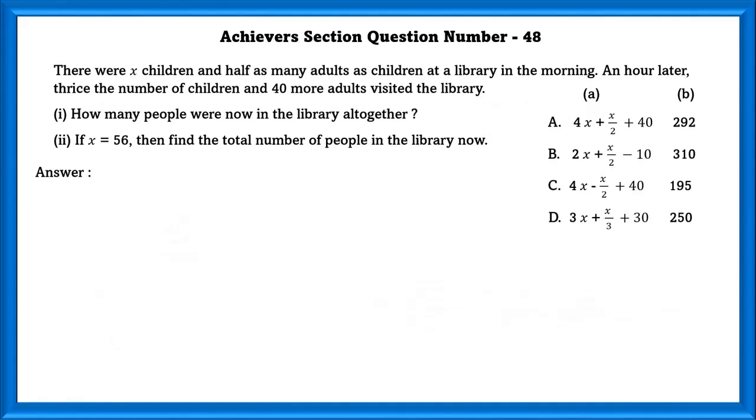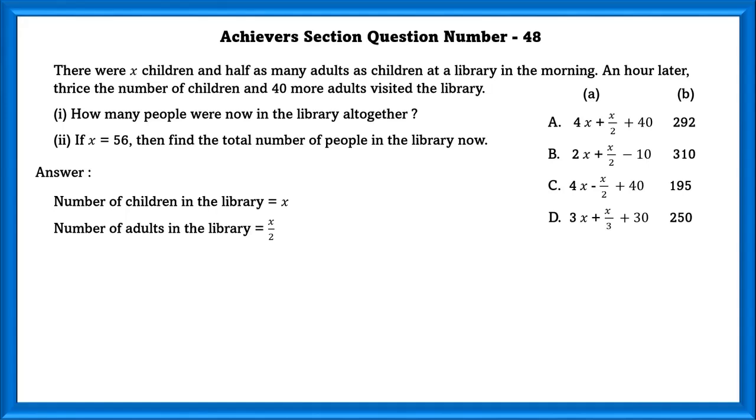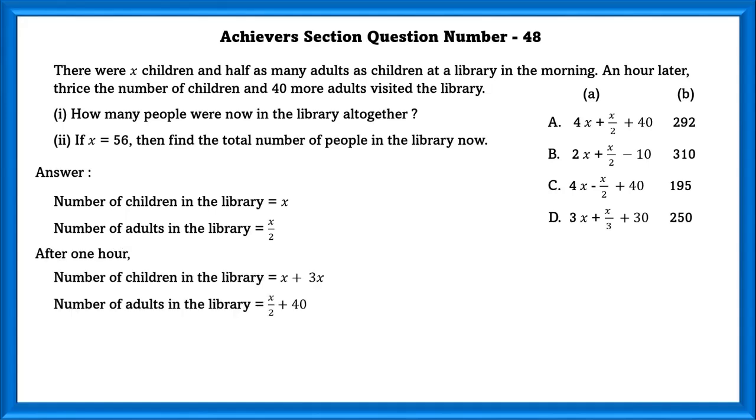Achiever section question number 48. There were x children and half as many adults as children at a library in the morning. An hour later, thrice the number of children and 40 more adults visited the library. Given number of children in the library is equal to x. Number of adults in the library is equal to x by 2. After 1 hour, number of children in the library is equal to x plus 3x and number of adults in the library is equal to x by 2 plus 40.